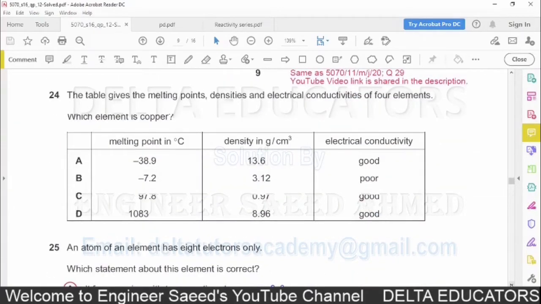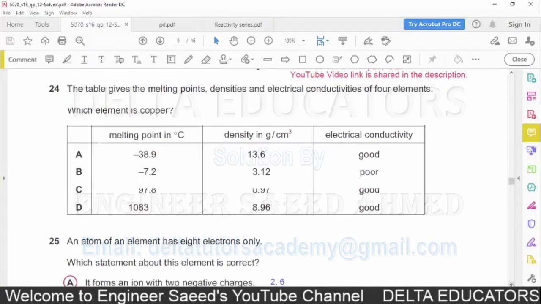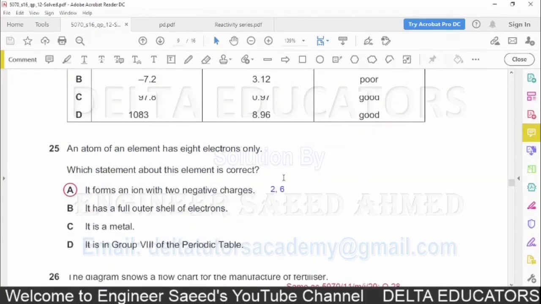Question number 24 is again same from paper 1 variant 1. Question number 25. An atom of an element has 8 electrons only. Which statement about this element is correct? Option A, it forms an ion with 2 negative charges. Yes, it is correct option. It is given here, it has total 8 electrons. 8 electrons means 2 electrons on the first orbital and 6 electrons in the second orbital.